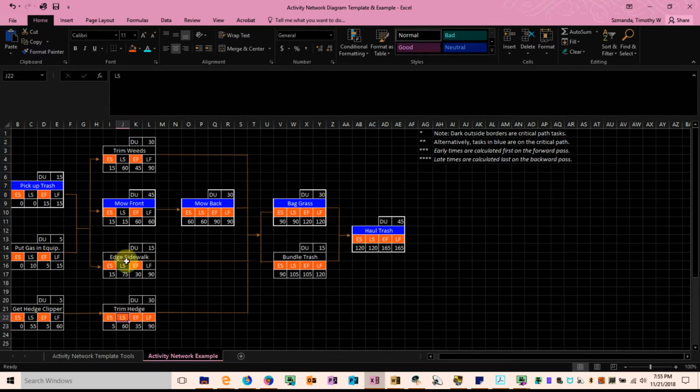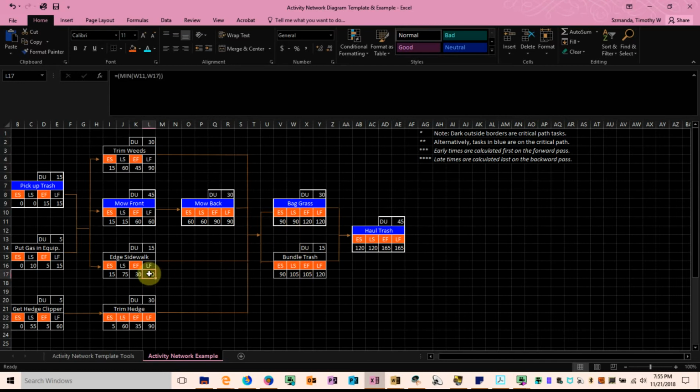Moving up to edging the sidewalk. Again, what are the two activities that come immediately after edging the sidewalk? Same situation. We're going to look at bagging the grass and bundling the trash, taking the minimum of the latest start times of these two activities like we did earlier, comparing 90 to 105. The lesser of the two is 90.